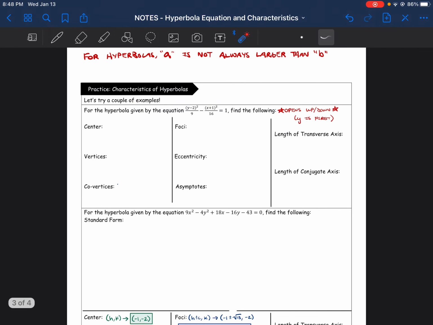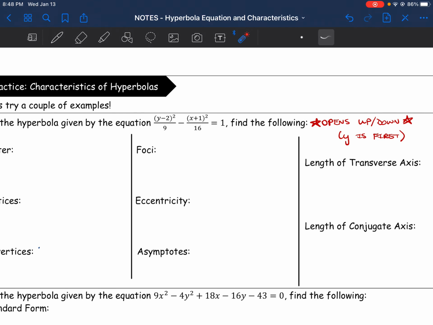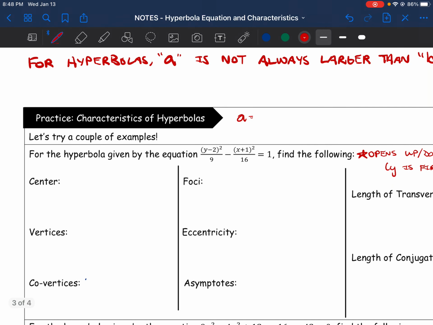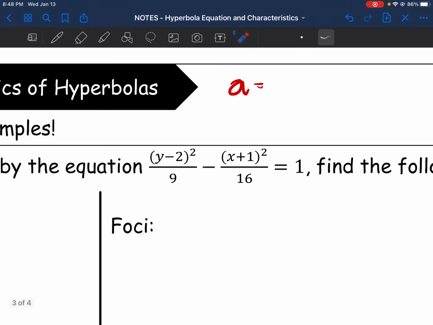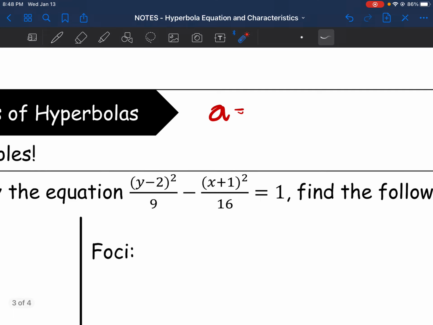So we need to identify the center, which we're going to do here in a moment, but we also need to go ahead and find the values of A, B, and C. So let's dedicate a little bit of time to doing that. And again, remember, a very important note for hyperbolas: A is not always larger than B. This time, A is always going to be the denominator that comes first.